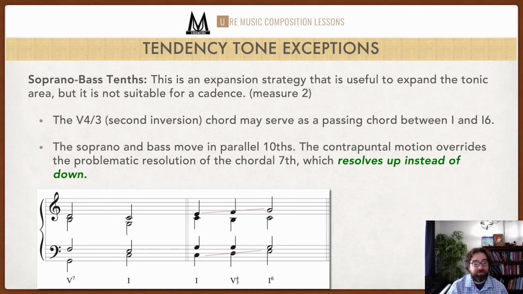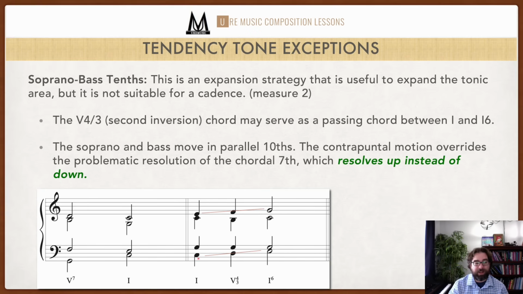So let's talk about soprano bass tense. This is an expansion strategy that's useful to expand the tonic area. But unlike the first measure here, you don't want to use this one at a cadence. This can only be used to expand a tonic area or one of the tonal areas. Typically it's going to be the tonic area. So the 5/4/3 second inversion chord may serve as a passing chord between 1 and 1/6.